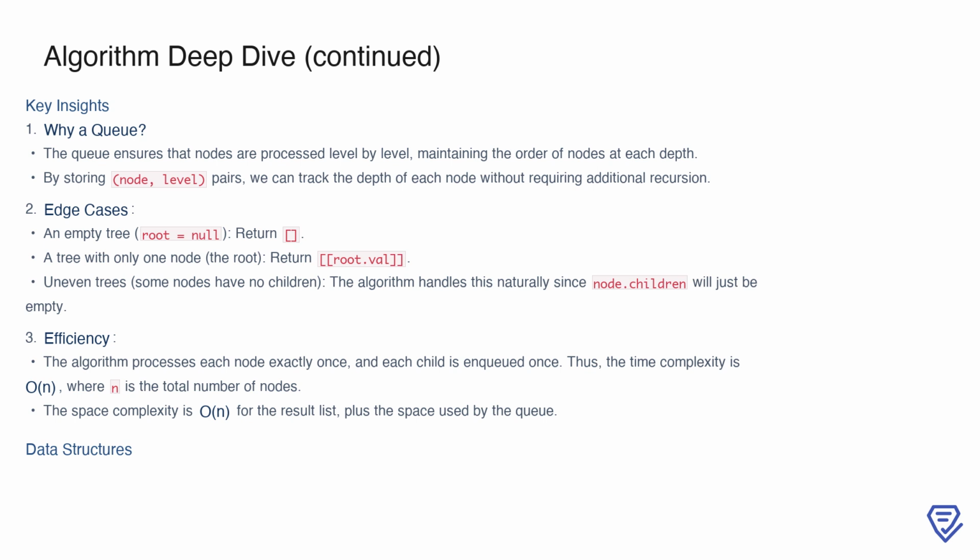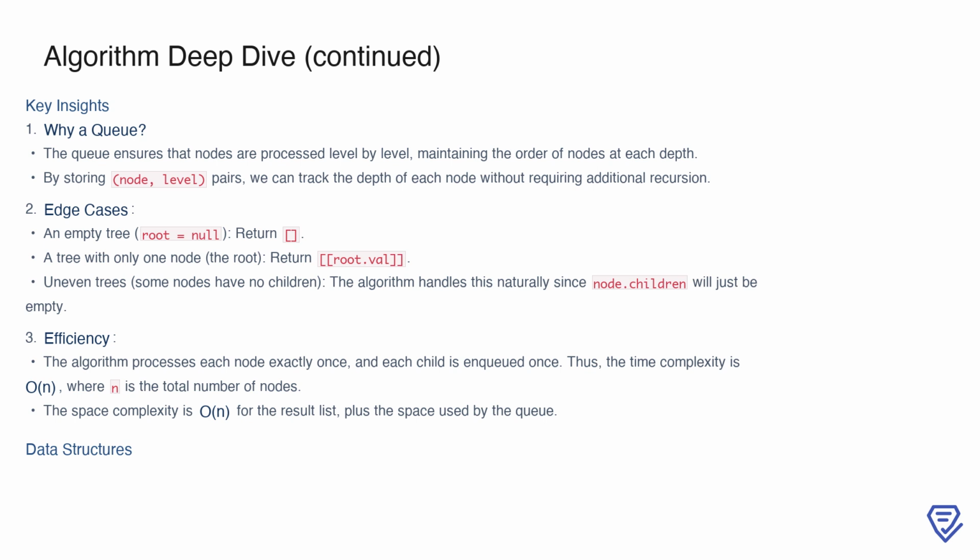By storing both the node and its level, we can track the depth of each node without needing recursion, making the approach more efficient. A few key edge cases to consider include an empty tree, where the root is null, which returns an empty list. If the tree contains only one node, the result is simply a single level list containing the root's value. Uneven trees, where some nodes lack children, are naturally handled since the algorithm skips over empty child lists.